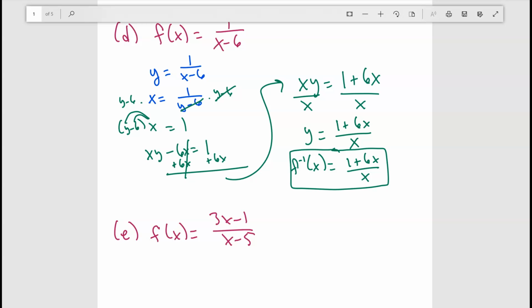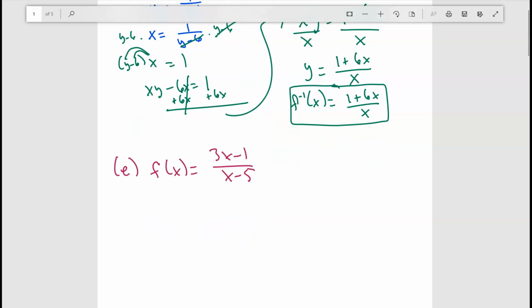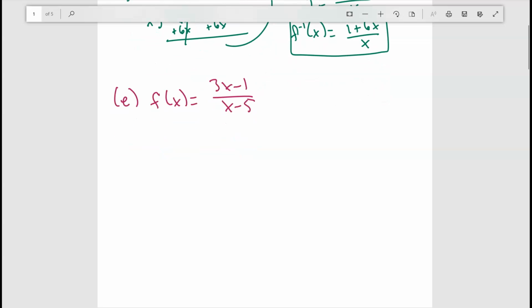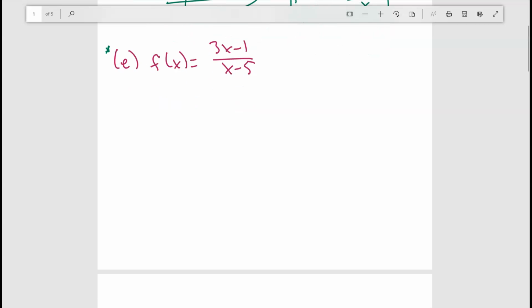All right, so now let's do this last problem. This one's going to be the tough one. If you don't get it, that's okay. You don't need to worry about it. I haven't decided whether I want to test you on it, but let's see how you do. So first, let's go ahead and change this f of x with y is equal to 3x minus 1 divided by x minus 5.